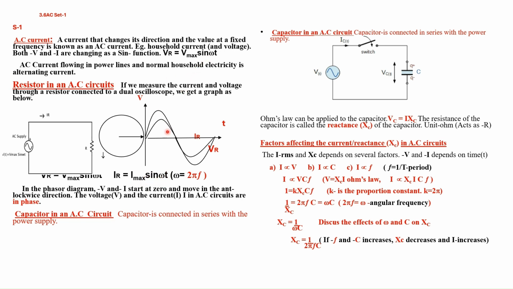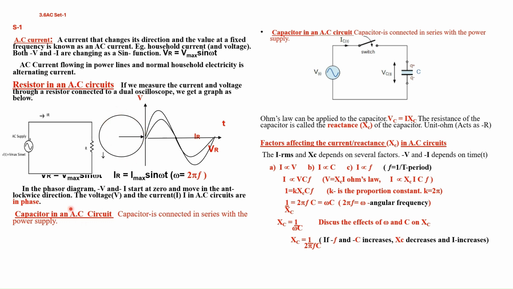Same part because it's the same. So that is the sine curve, the smaller, shorter one. That is the sine curve. And the bigger one is the voltage curve. All right. Okay, now the one important thing. In the phasor diagram, voltage and current start at 0 and move in the anti-clockwise direction. So that is what we are talking about here.